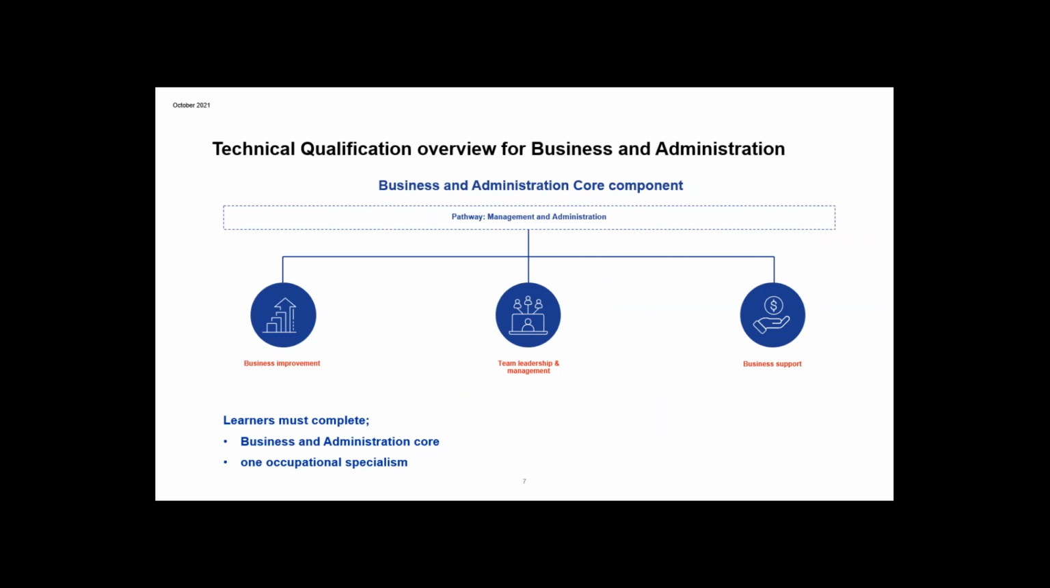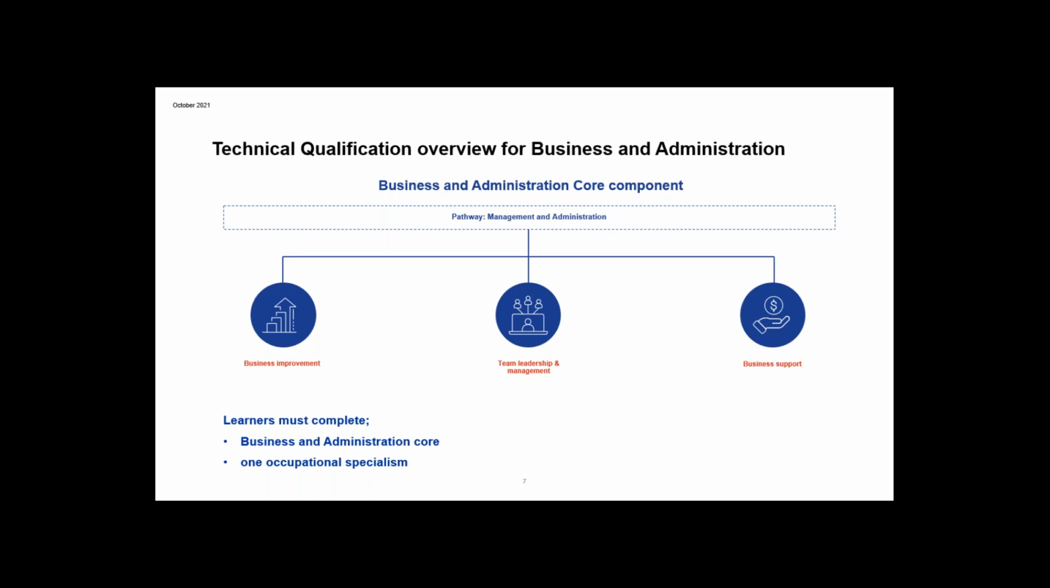So this is just an overview of the technical qualification. As you say, we've got the core business and administration component, and everyone undertakes the core. Then the learners must complete 1 occupational specialism, and those 3 specialisms are business improvement, team leadership and management, or business support.